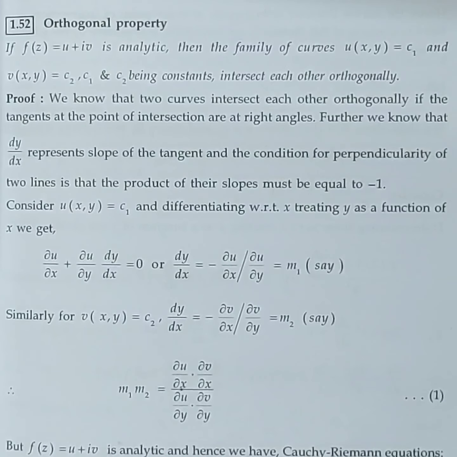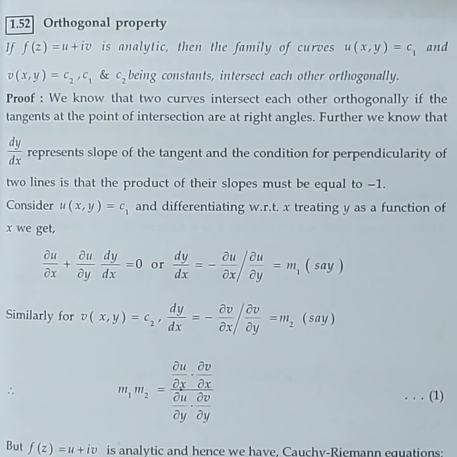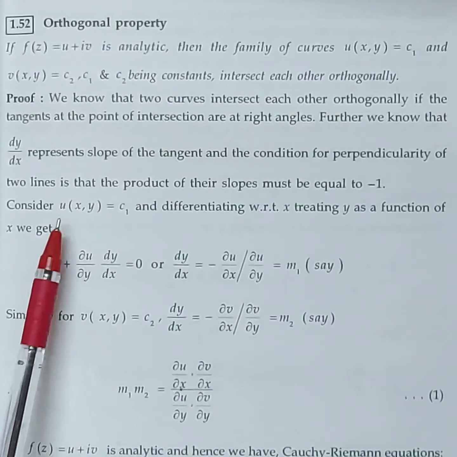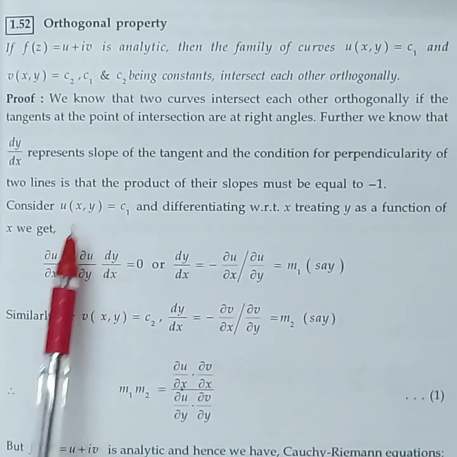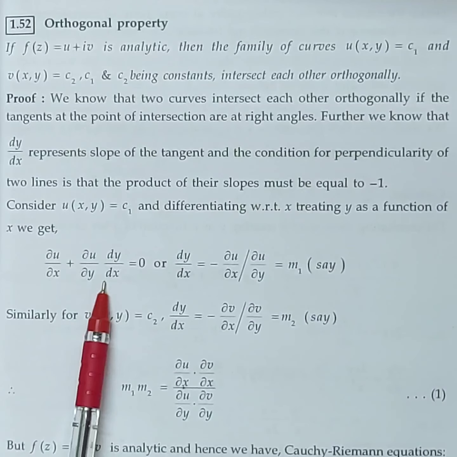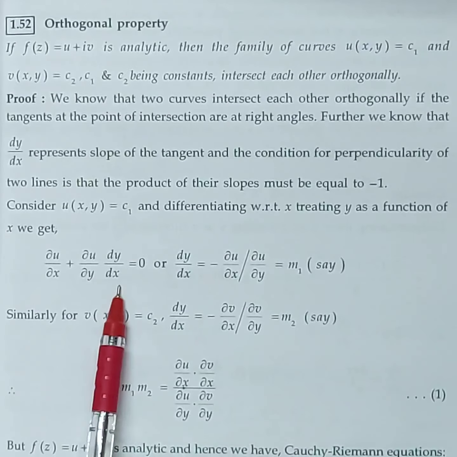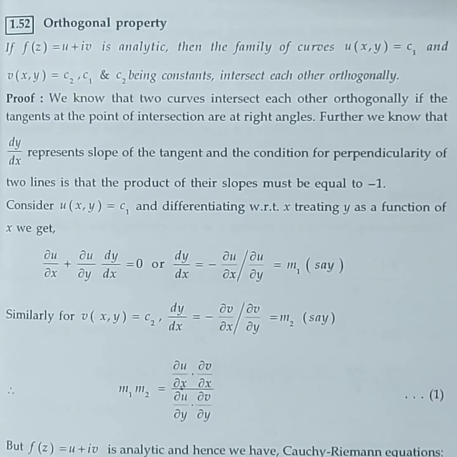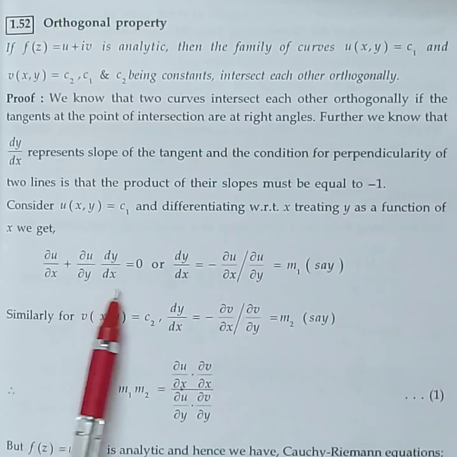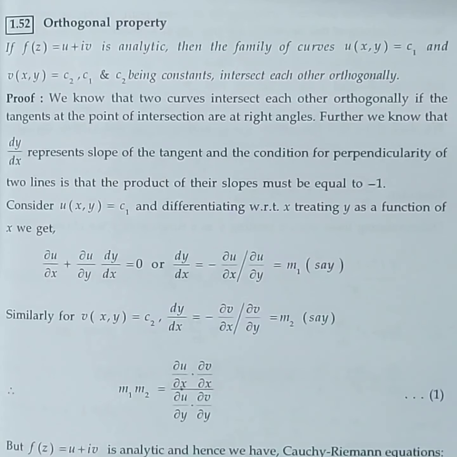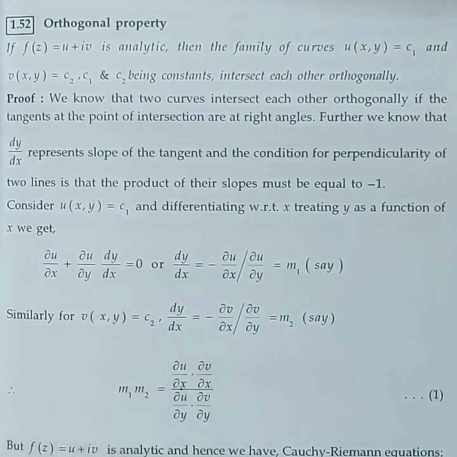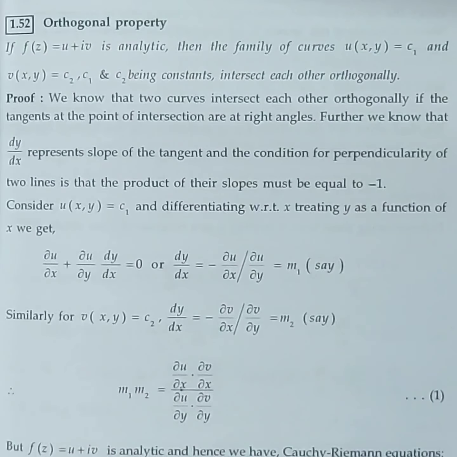Okay, so u(x, y) = c1. I am going to differentiate with respect to x, treating y as a function of x. So if I differentiate u, del u by del x plus del u by del y, because it's a combination of x and y, and then I'm treating y as a function of x, so I'm writing into dy by dx. Right hand side c1 is just a constant, so I'm equating it to 0. From this, what is dy by dx? Push this del u by del x to the other side, you are getting a negative sign, then divided by del u by del y, that is your first slope m1. Similarly, for v also we can write like this. So wherever u is there, change it to v. That's it. So we'll get m2.